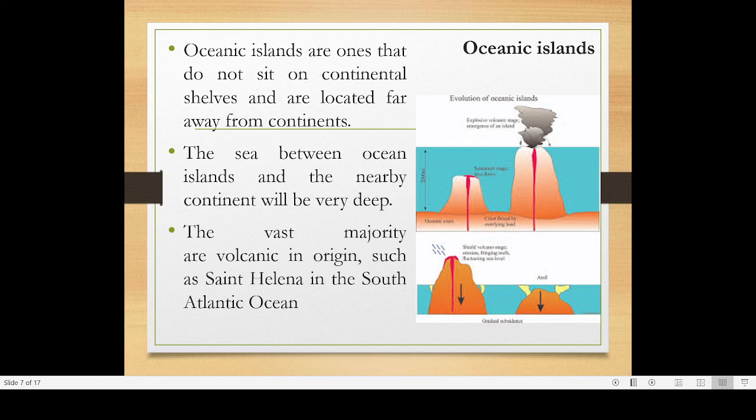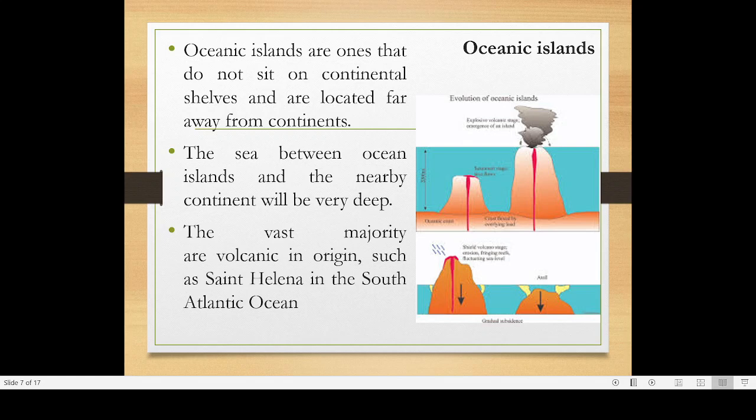Then the sea between an oceanic island and the nearby continent will be very deep. I told you about the case of Sri Lanka and India. Similarly, Madagascar and Africa are continental islands, so they are very close to a continent. But in the case of an oceanic island, for example Lakshadweep, it is situated away from India. The Maldives is situated very far away from India. Mauritius too. These are all oceanic islands because they are located very far away from the nearby continent, and the sea between the oceanic island and the nearby continent will be very deep, whereas in the case of a continental island it won't be that deep.